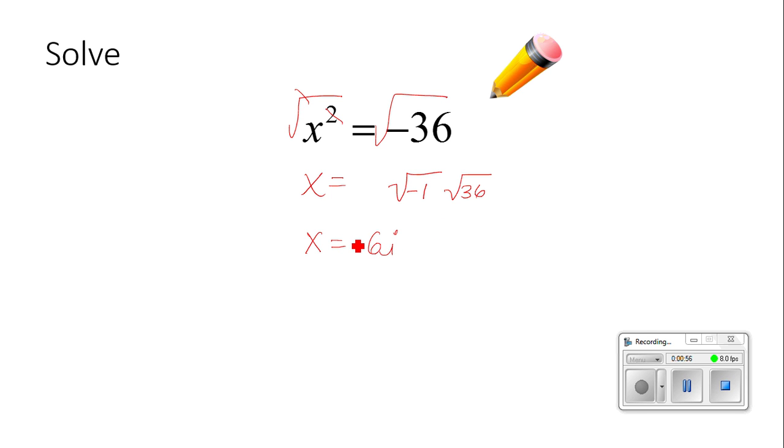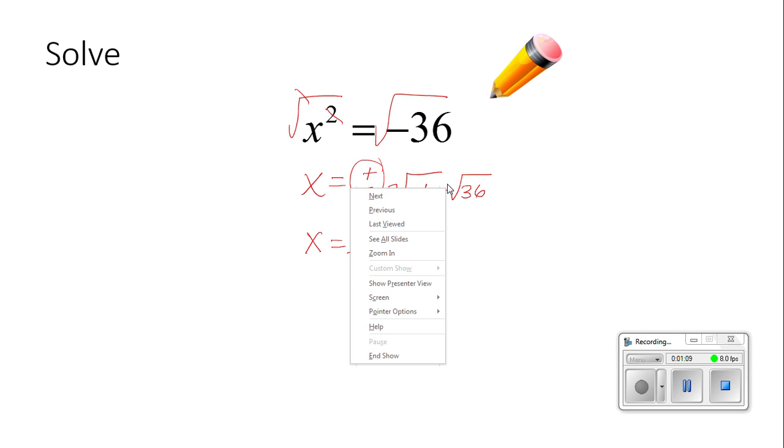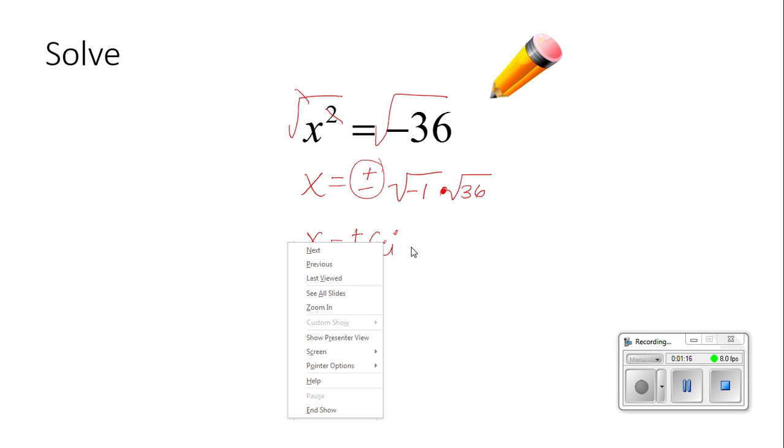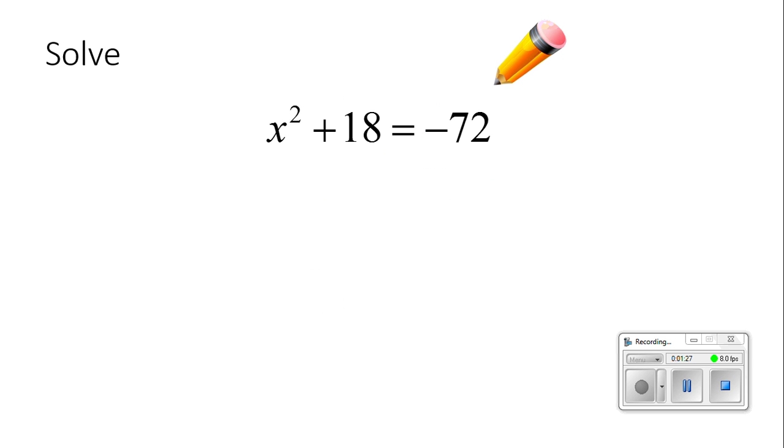But don't forget, there's plus and minus. So the minute you square root, you should be putting in the plus or minus. Here's the catch. Don't put it in between the two square roots. There's a multiplication sign there. There's a multiplication sign between the 6 and the I. So do not put the plus or minus anywhere you'd like. Always make sure it goes in front of the square roots. All right, let's do another one.